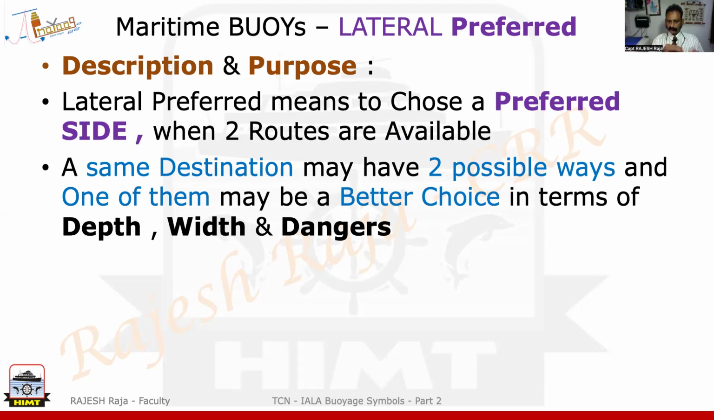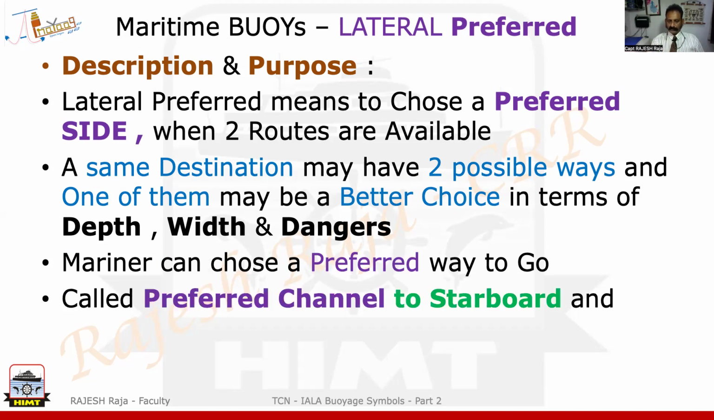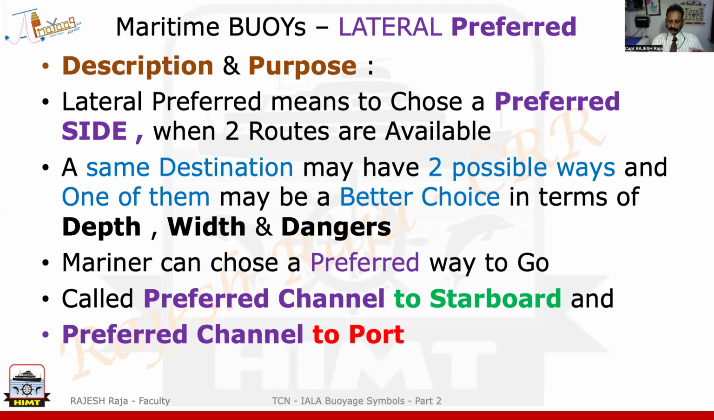They will say that you have two routes, but I would say that preferred is this. So how do I do that? That is what we are going to see. So the mariner can choose a preferred way, and what are they called? They are called preferred channel to starboard and preferred channel to port. That means the buoys guide you to tell you that it's preferable, please go on the starboard side, and preferable, please go on the port side.